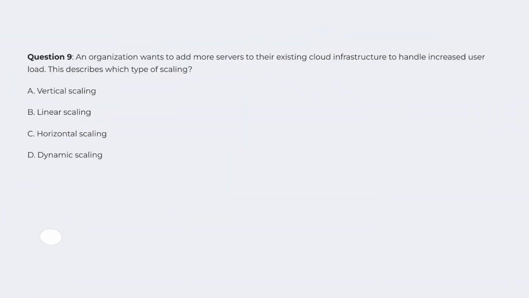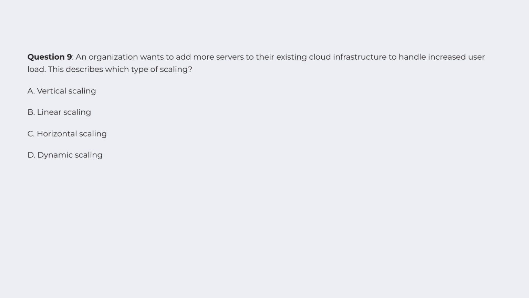Question 9. An organization wants to add more servers to their existing cloud infrastructure to handle increased user load. This describes which type of scaling? A. Vertical scaling. B. Linear scaling. C. Horizontal scaling. D. Dynamic scaling.